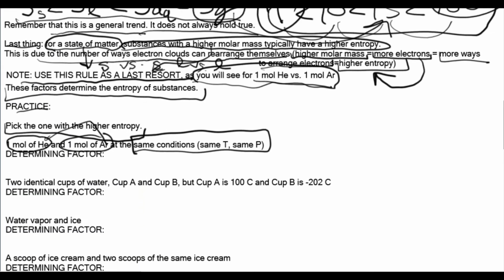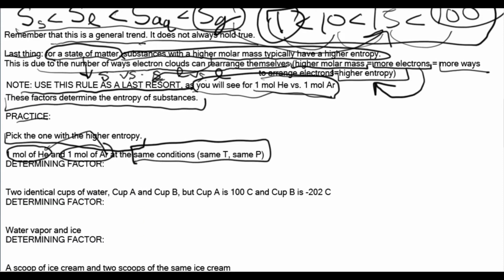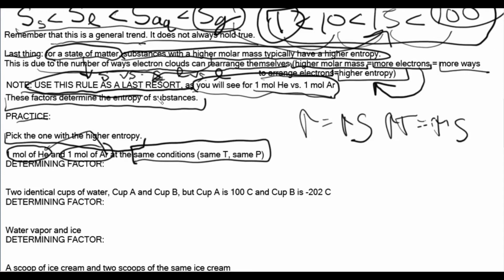Well, they're at the same temperature, there's the same amount of stuff, so we can't use the fact that more substance equals higher entropy or higher temperature equals higher entropy. We can't use those, but we can use this last resort rule, that higher molar mass equals higher entropy. So in this case, 1 mole of argon will actually have a higher entropy than 1 mole of helium gas. So look at that. We solved the first question, and let's just circle our answer. So argon will have, of course, the higher entropy in this case.